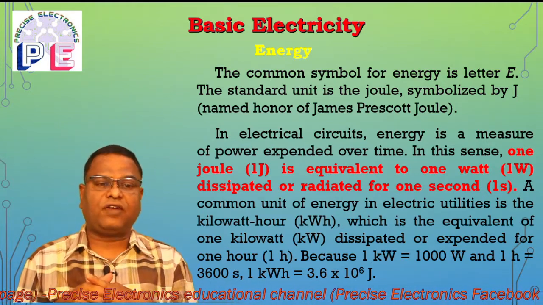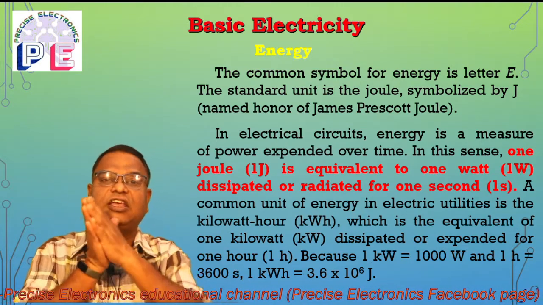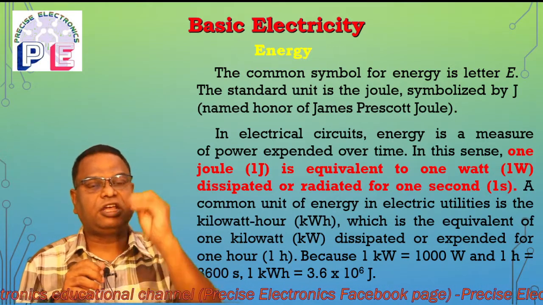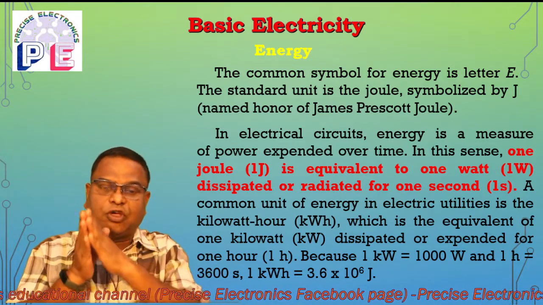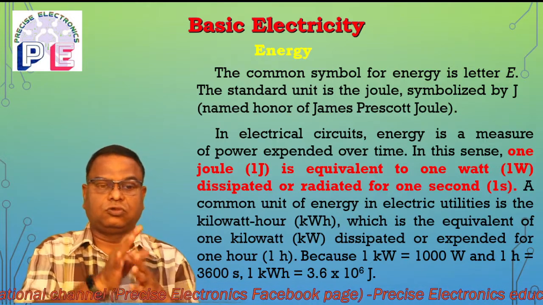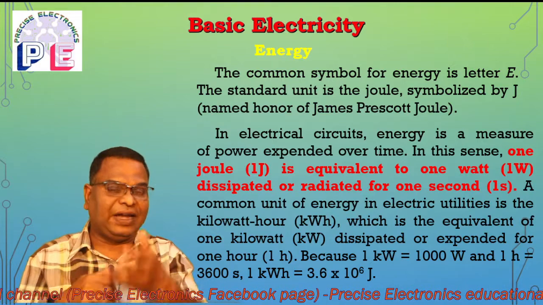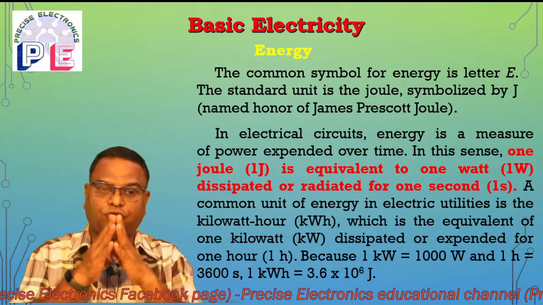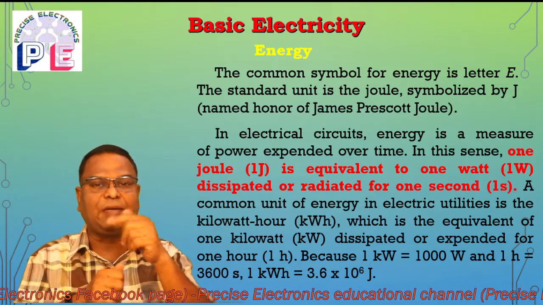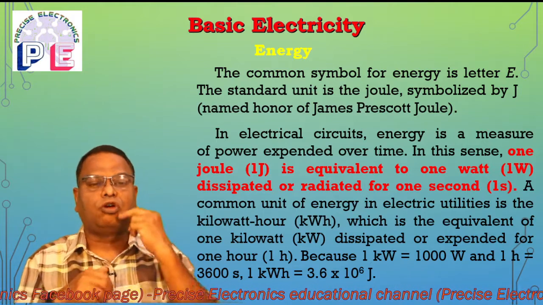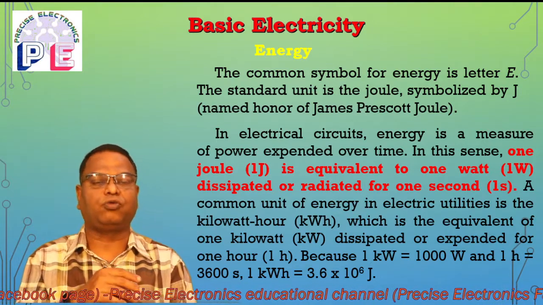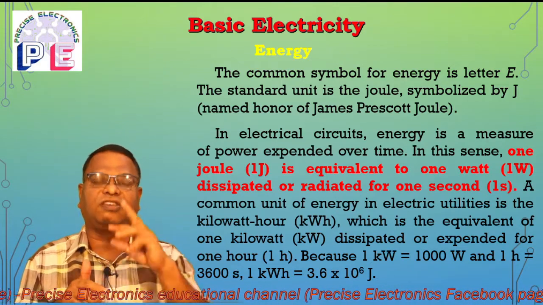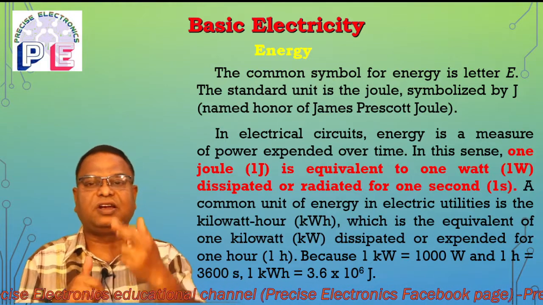A common unit of energy in electrical utilities is the kilowatt hour. Mostly energy is measured in kilowatt hours, which is equivalent to 1 kilowatt dissipated or expended for 1 hour. Because 1 kilowatt is equal to 1000 watts, and 1 hour is equal to 3600 seconds. 1 hour means 60 minutes, and 1 minute means 60 seconds.